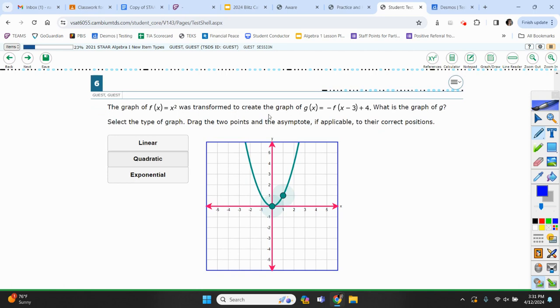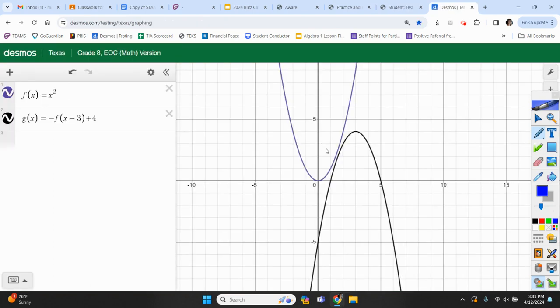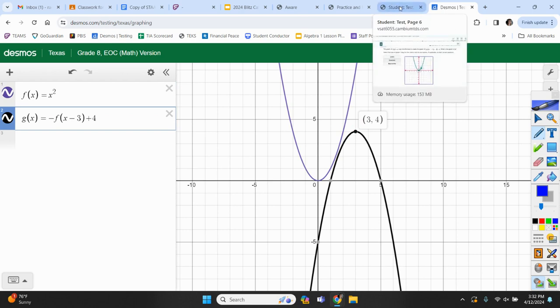So all we're doing is graphing. It says, what is the graph of G? So what is this graph? Once you type both of them in Desmos, you have to recognize, first of all, this is the parent function. This is the blue or purple one, whatever color that is. And this is G, the black function. So you're going to need to find the vertex. That's one of your key features. So I'm going to move the vertex first.